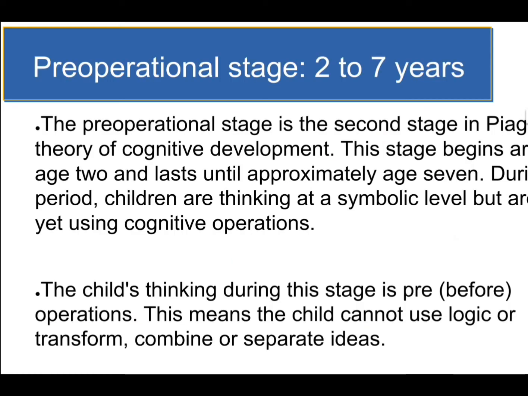The next is the pre-operational stage. It will start from 2 years and last till 7 years. The pre-operational stage is the second stage in Piaget's theory of cognitive development. This stage begins around age 2 and lasts until approximately age 7. During this period, children are thinking at a symbolic level but are not yet using cognitive operations. The child's thinking during this stage is pre-operational. This means the child cannot use logic or transform, combine or separate ideas.